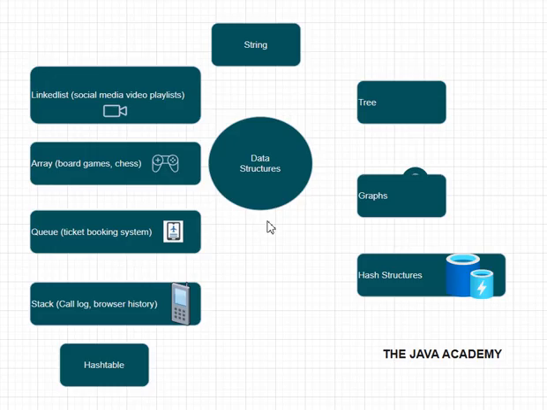A typical implementation of a stack is your call log on your phone. The last call you make is the first one that shows up on your call log. Another example is your browser history. Your most recent search item or your most recently visited site is the first one that shows up in your browser history. And then typically you have your hash table as well.